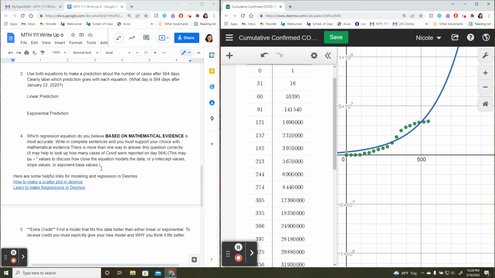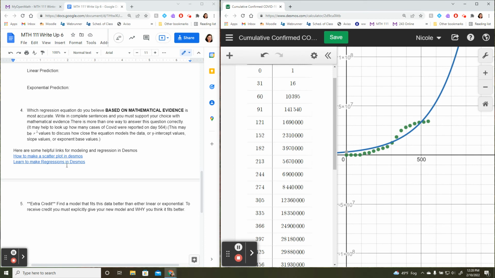You could talk about the R-squared value and what that tells you. You could talk about the y-intercept values and what those tell you. There are lots of different ways to answer this question, but I do want complete sentences, and you must support your choice with mathematical evidence. If you say something like linear prediction is best, period, that's not going to get you any points. If you get stuck, here are a couple of links about how to use Desmos.